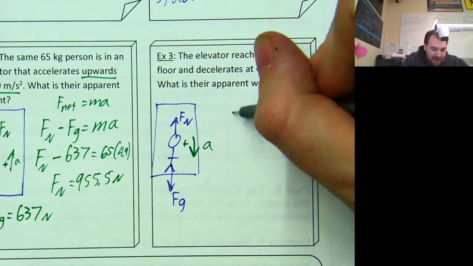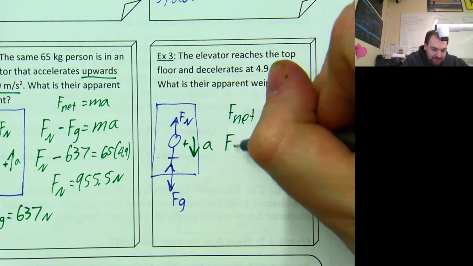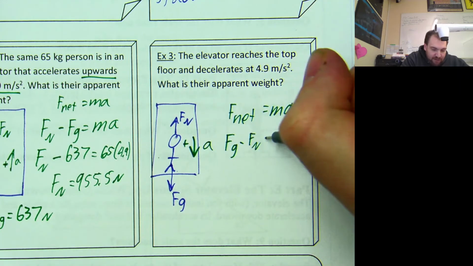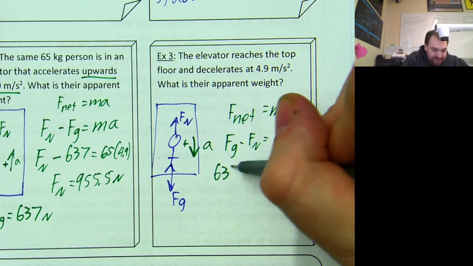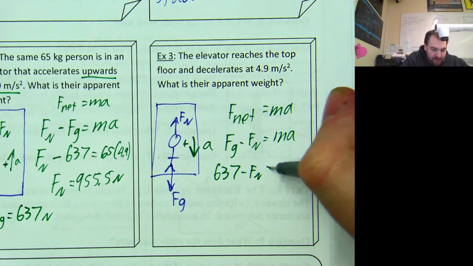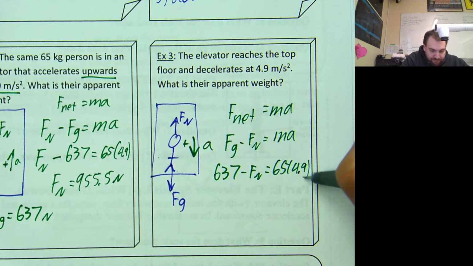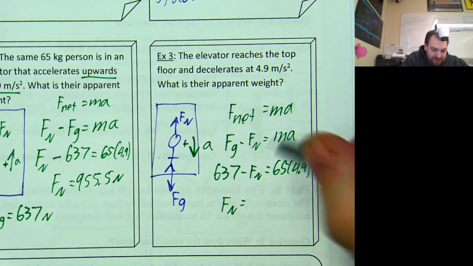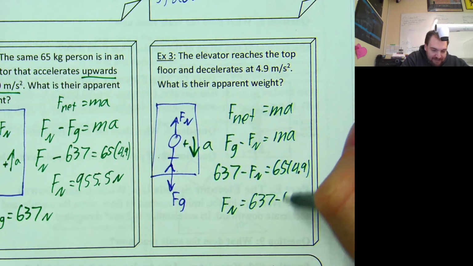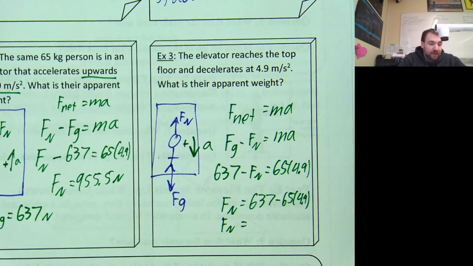So now I'm going to have Fnet equals ma. So it's now going to be Fg minus Fn equals ma. Fg is still 637 minus Fn equals 65 times 4.9. So now my Fn is going to equal the 637 minus 65 times 4.9. What is the person's apparent weight in this case?